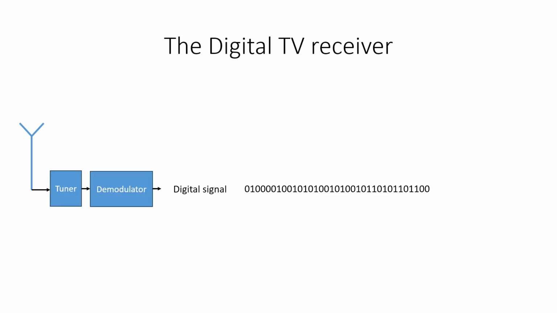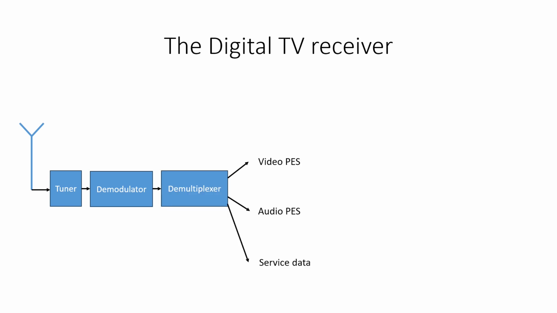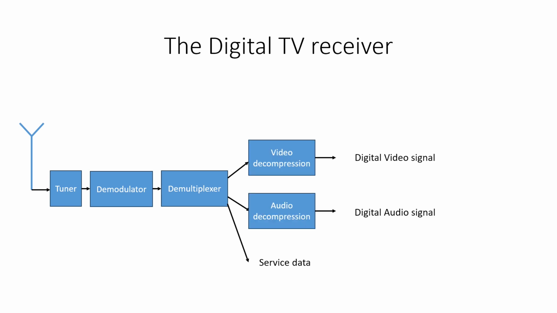There now follows a description of how the digital colour television receiver recreates the image. A signal from the transmitter is received by the TV's antenna. The tuner selects the channel, and a demodulator extracts the digital signal. The demultiplexer extracts the video and audio streams and the service data stream. The decompressors then reconstruct the uncompressed digital audio and video signals.